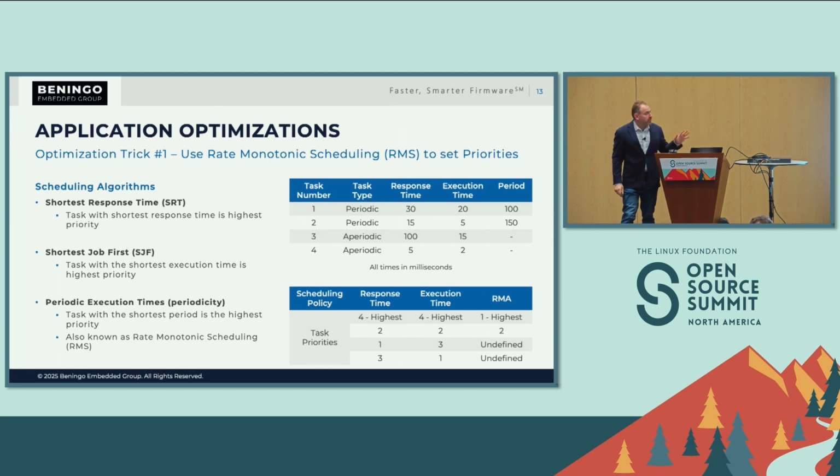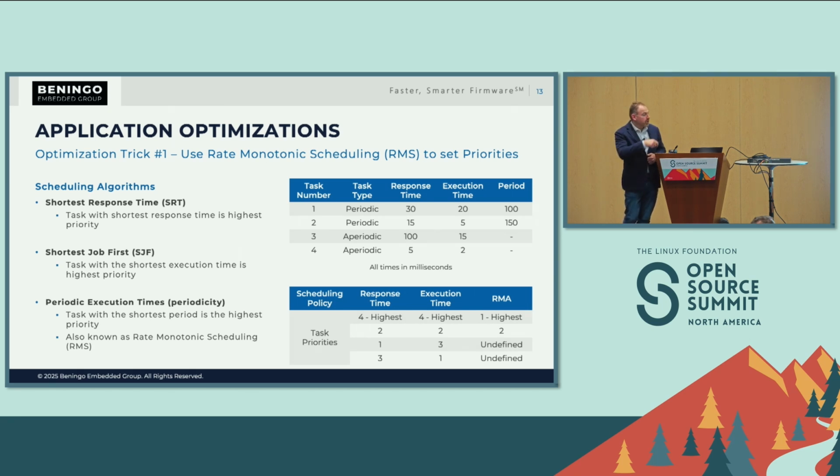So one of my recommendations for optimizing your software is to use a technique called rate monotonic scheduling. Now, there's different ways that you can schedule a real-time embedded system. You can do things like shortest job first. You can go with shortest response time.